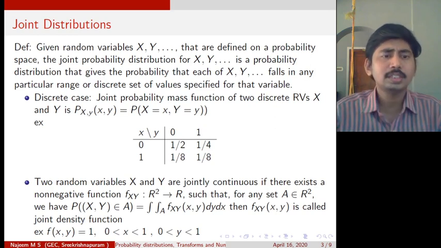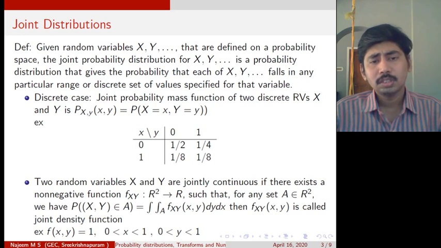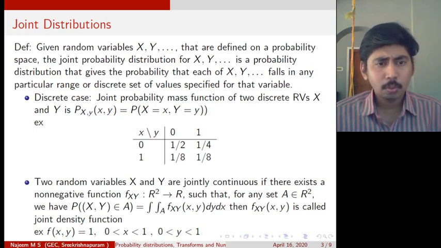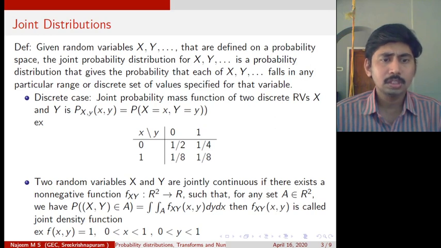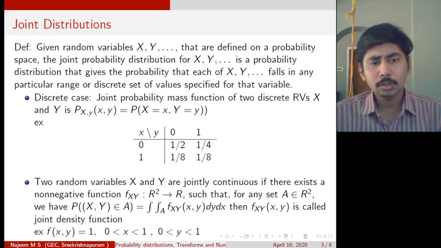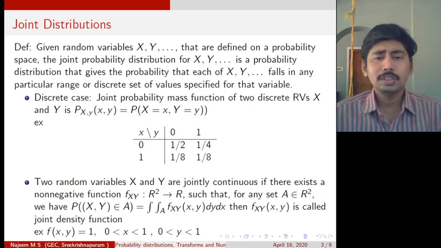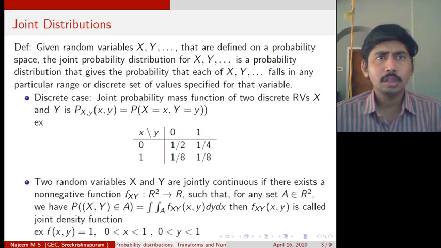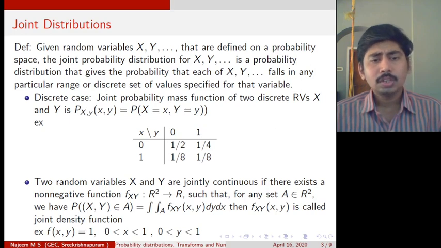Okay. What is a joint distribution? The joint distribution is nothing but a probability distribution of more than one variable. That's all. Even though the formal definition is that, for x, y defined on a probability space, the joint probability distribution of x, y gives the probability that each of x, y falls in a particular range or discrete set of values specified for that variable. The only meaning of that definition is that if the probability distribution function contains more than one random variable, then it is called a joint distribution. That's all. If it is of one variable, then it is a single variable distribution and not a joint distribution.